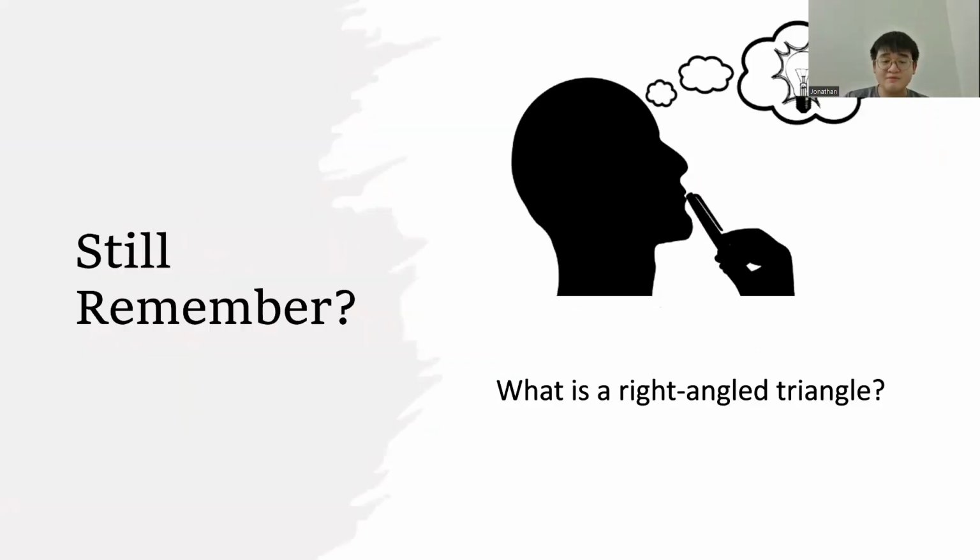Before we start the class, do you still remember what is a right angle triangle? You can take around 10 seconds to think about it. Okay, for a right angle triangle, the first main point is that it is a triangle. The next one is that it has a right angle.